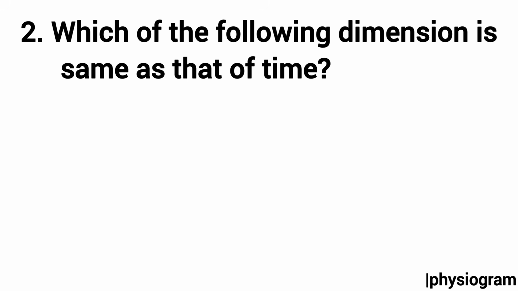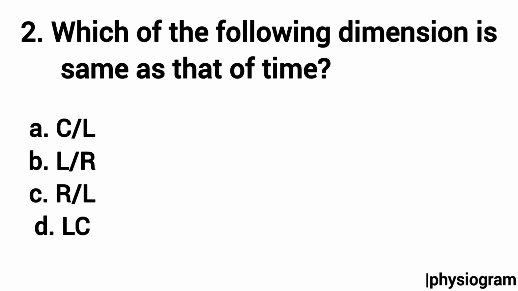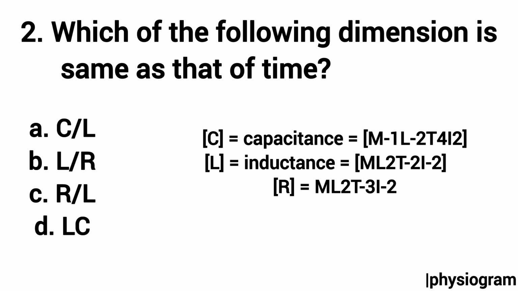Second question is, which of the following dimensions will be the same as that of time? Option A, C by L, B, L by R, C, R by L, and D, LC. So here we have to find which expression has the same dimension as that of the time. So first let's identify dimension of the symbols. C, that is capacitance, have M^-1L^-2T^4I^2, where M is mass, L is length, T is time and I is current. Next, L, that is inductance, have ML^2T^-2I^-2, and R, that is resistance, has ML^2T^-3I^-2.